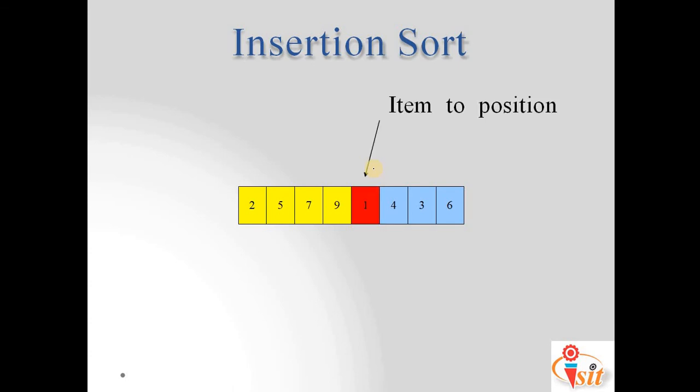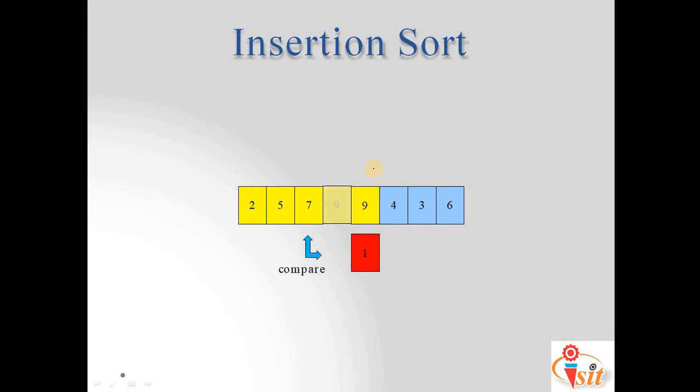From the unsorted subarray the next item to position is 1. Now we need to insert 1 in the proper position in the sorted subarray. First 1 is compared with 9. It is the smallest element, so 9 moves to the next position. Again 1 is compared with 7. Again 1 is the smallest element, so 7 is moved to the next position. Again 1 is compared with 5. 1 is the smallest element, so 5 moves to the next position.